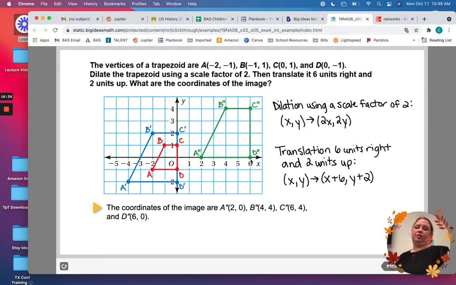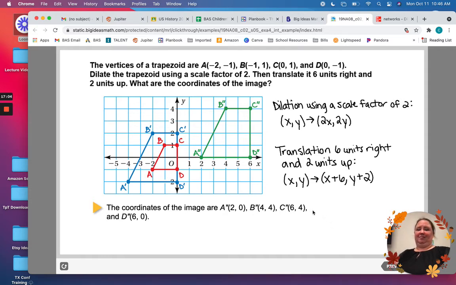Okay, on your example in your journals, don't sketch all of this, just sketch the final one. I would much prefer to see the math over here. See what you've done there. Does that make sense? Yes, ma'am. Okay. So we dilated it by 2. The scale factor was 2. And then we translated it to the right 6 and up 2. Any questions? Not terrible, right?